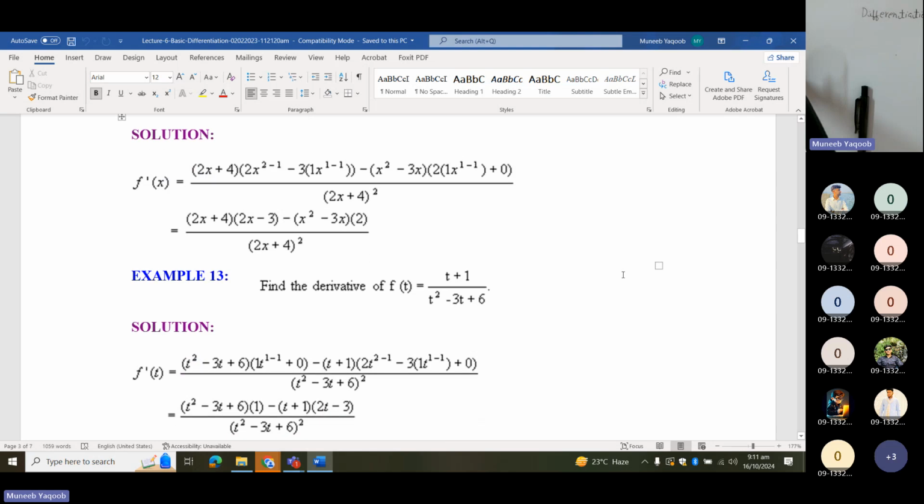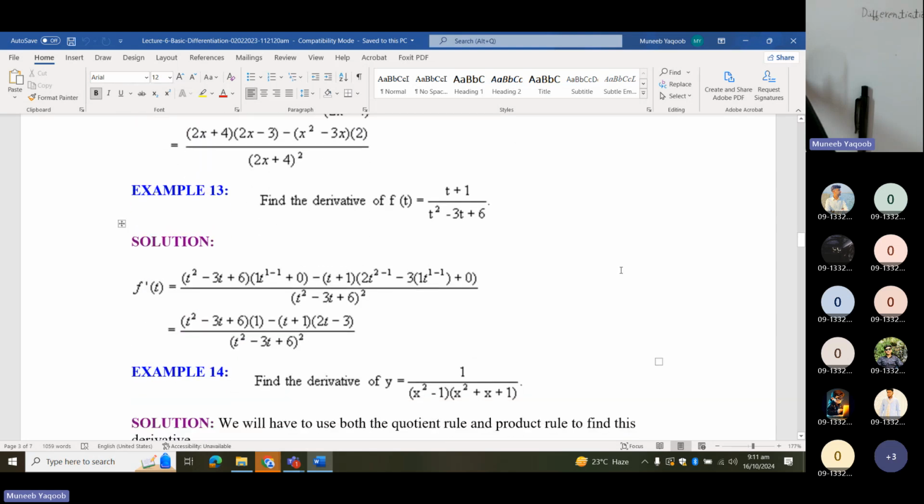Okay. Coming to example number 13. Here the independent variable is not x, rather it is t this time. But the function is again a fraction where u of t is t plus 1 and v of t is t square minus 3t plus 6.